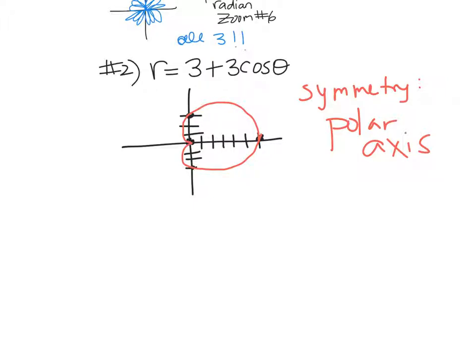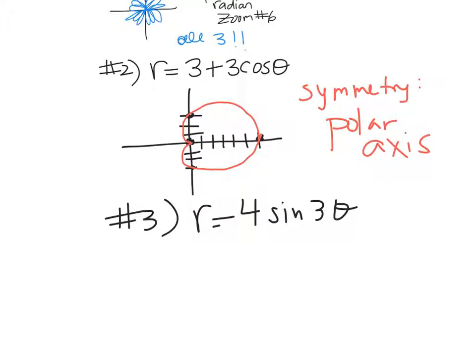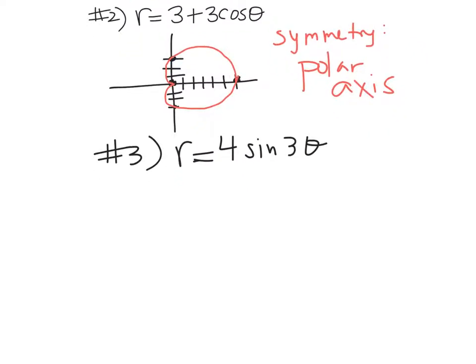Okay, let's do one more and then we'll call it quits. And then tomorrow we're going to find out all their names. They have fancy names. There's specific ones that have pretty cool names. All right, you try this one. r equals 4 sine of 2 theta. I want you to sketch a graph of this and tell me its symmetry.